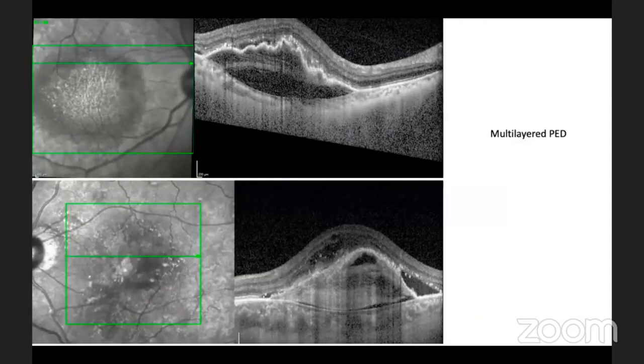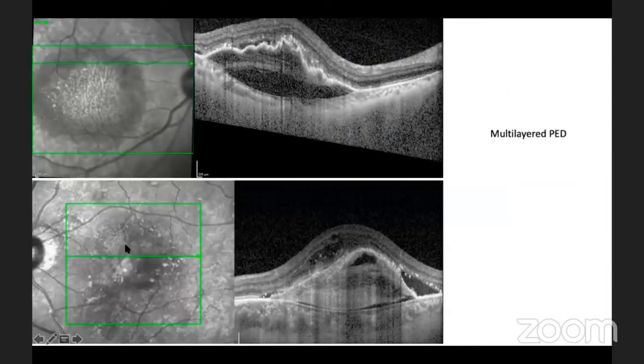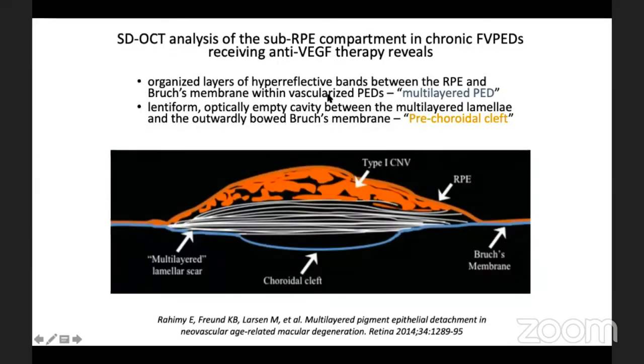A corresponding terminology which has come up recently is something known as multilayered PED. You must not confuse multilayered PED with the earlier described onion sign. The onion sign would be visible clinically as yellow material, but multilayered PEDs would not be seen clinically. They would be seen only on OCT, and they constitute nothing but hyperreflective linear bands which are present beneath the PEDs. Typically they are seen in vascular PEDs, and now we term them as multilayered PEDs.